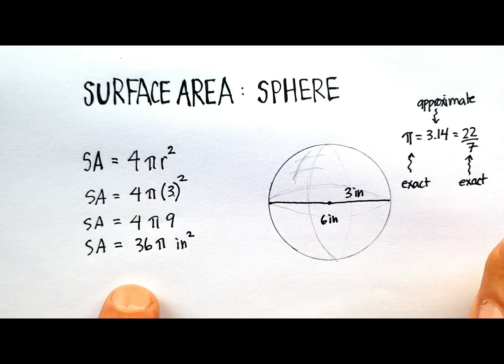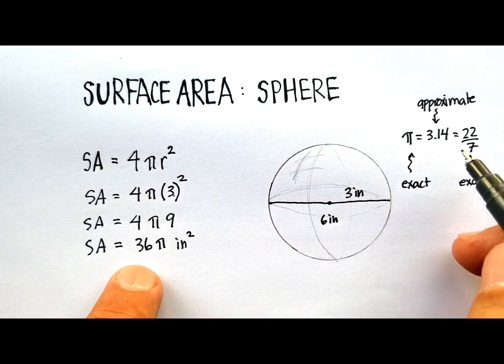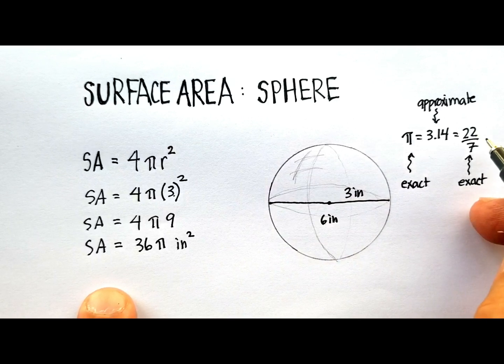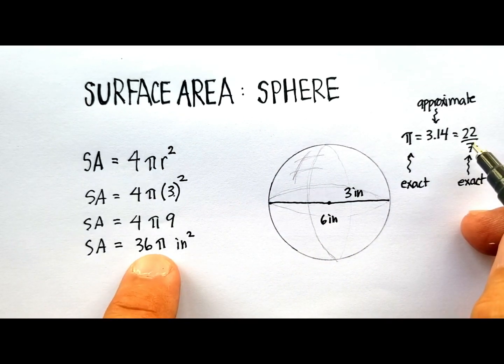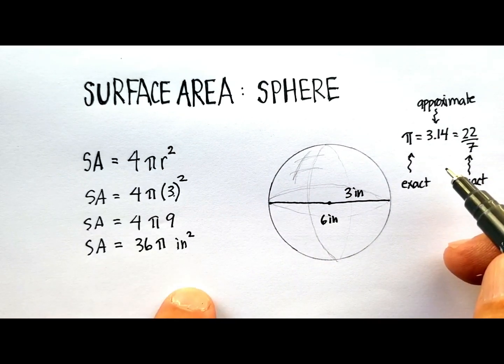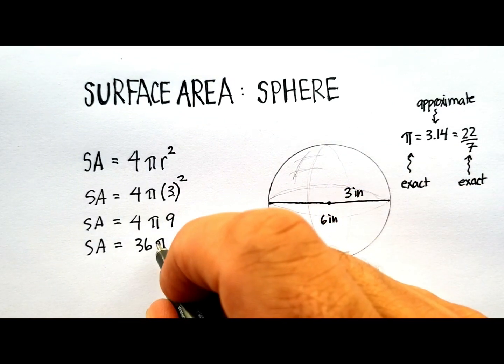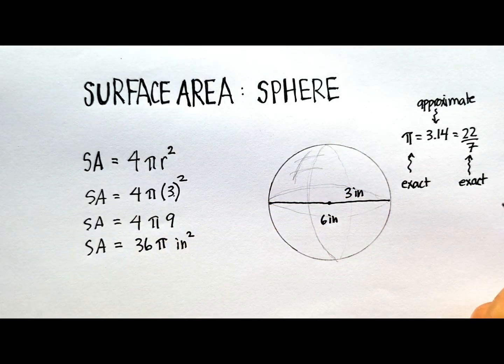Now, if you wanted to, you could also just replace pi with 3.14, and then you would get an approximate answer. Or if you replaced it with 22/7, multiply the numerator and denominator, and you would get an exact answer. But like I said, a lot of times, this is actually good enough.